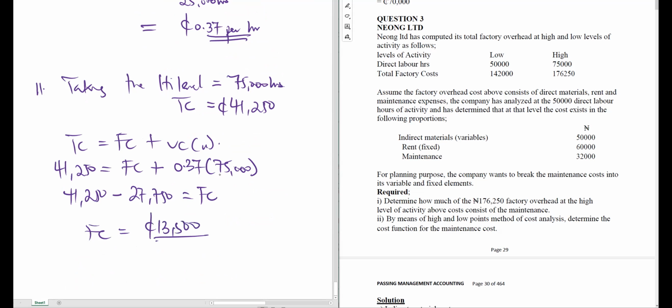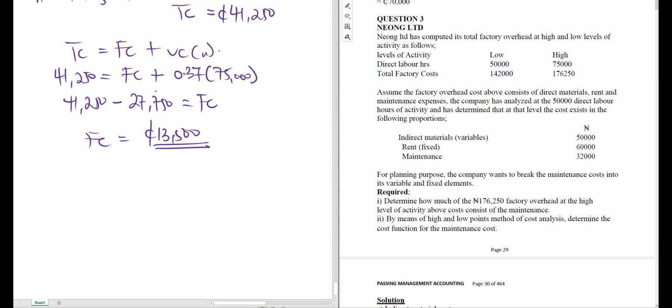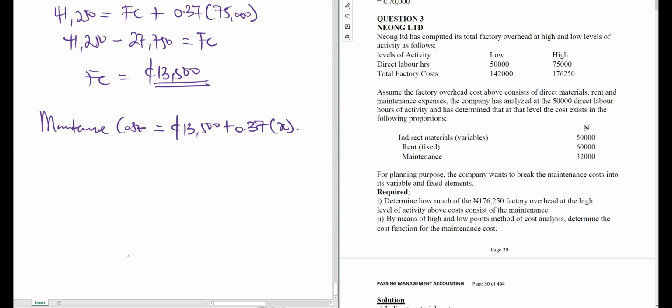$13,500, right? Do you all agree? So that means our maintenance cost equation will be what? 13,500 plus what? Plus 0.37x. True or false? True. But what would our total cost become?